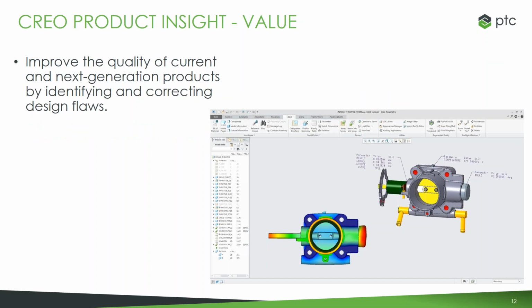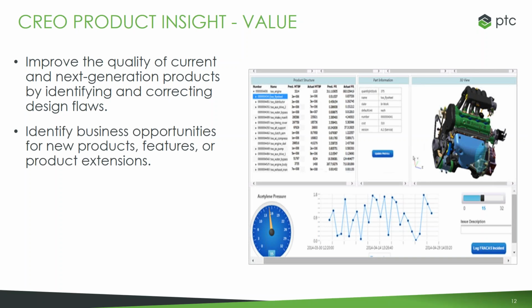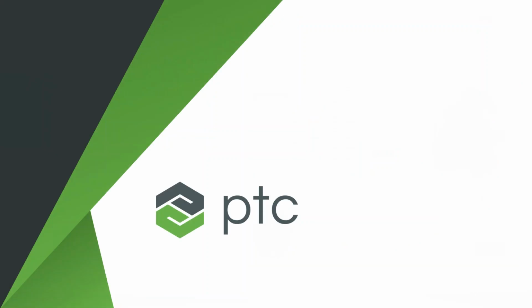This also means that you can improve the quality of current and next generation products by identifying and correcting any design flaws. Just like we saw with the disk there, depending on what information or assumptions I might have been running on, I might not have realized that there had been an issue beforehand and then could have had problems down the line. I can also identify business opportunities for new products, features, or product extensions by being able to have more insight into what's actually happening with our products. That covers the high-level overview for today for Creo Product Insight. I hope it was a good demonstration for all of you.